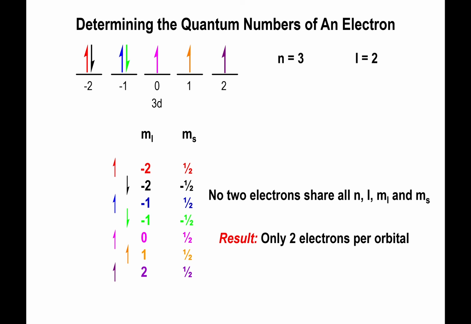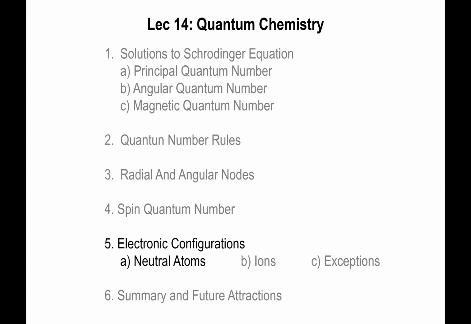Alright, and also what this means is that you can have at most 2 electrons per orbital and no more than that. Alright, so we're going to stop right here, and in the next video we're going to start looking at electron configurations for atoms, ions, and exceptions.